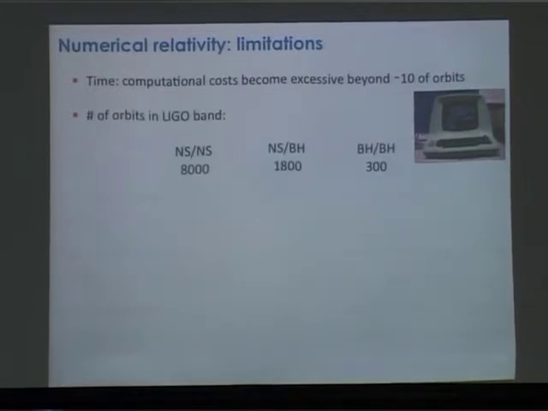Now, if we look at how many orbits we actually need to simulate, based on how many cycles a typical source goes through while we're observing it with LIGO, if we take, for example, a neutron star binary, that's going to undergo around 8,000 cycles while it's in the LIGO band. And a black hole binary might undergo 300 cycles. So that's many more cycles than we're able to simulate with numerical relativity.